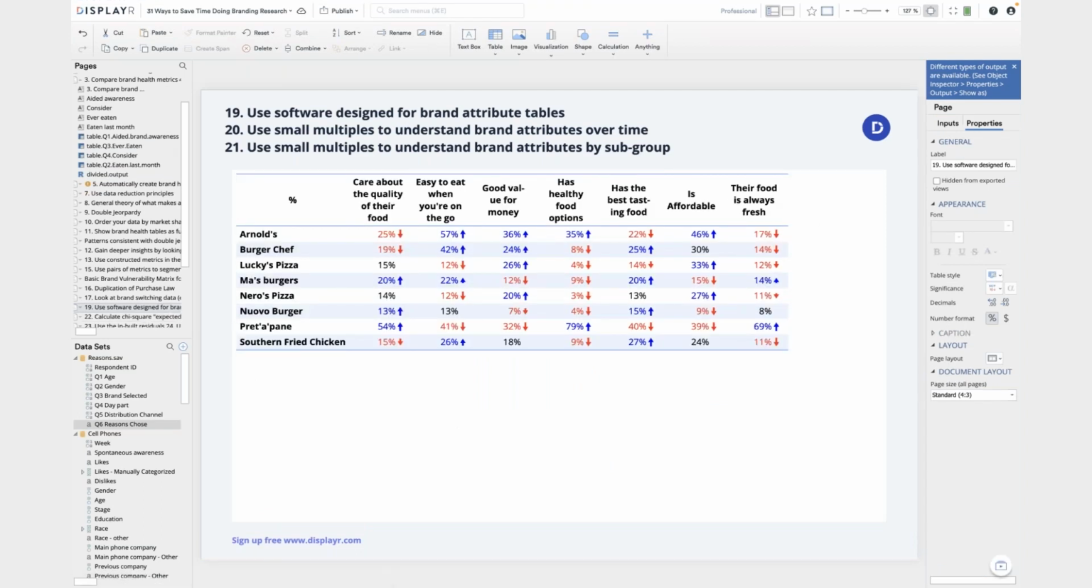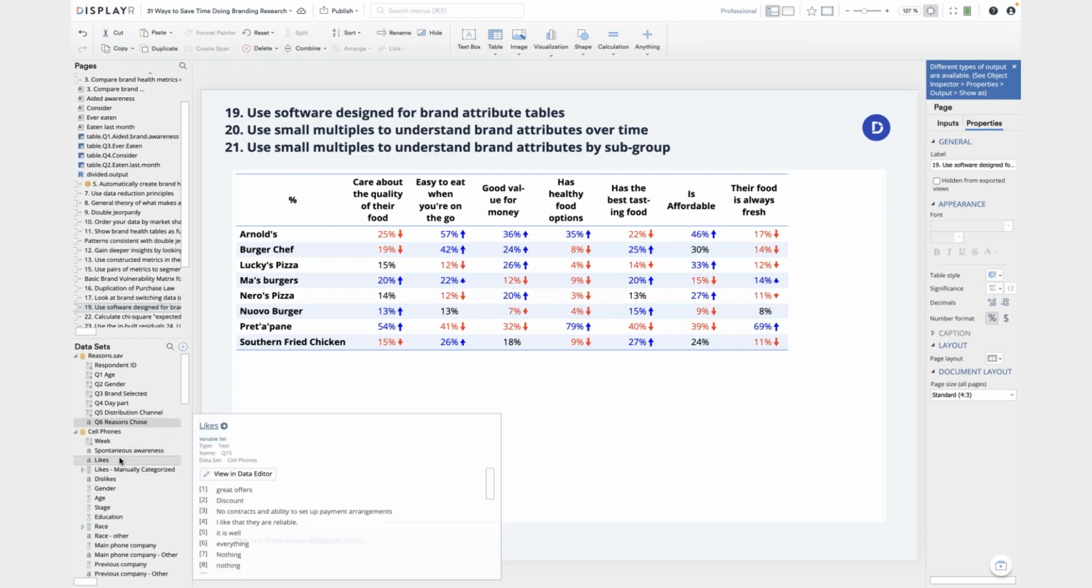Recommendation number 19 is use software designed for brand attribute or brand association tables. A brand association or brand attribute table shows brands by various other metrics. If you're familiar with this type of data, you'll know that this is actually 8 times 7, so 56 variables underlying it. It's actually quite hard to analyze unless using software specifically designed for it. And if you are, it allows you to very quickly do things like use small multiples, which we're going to do.